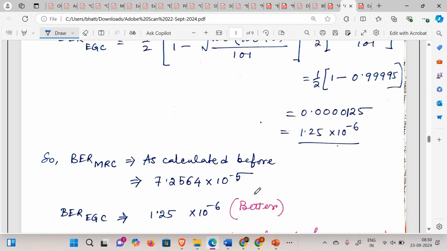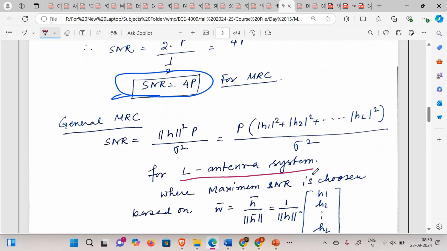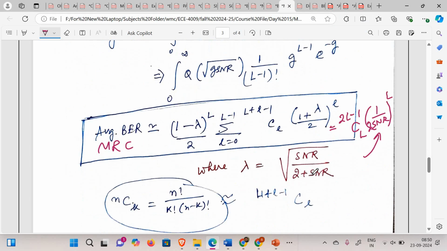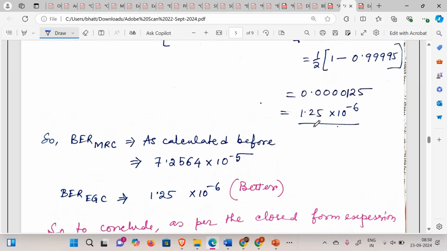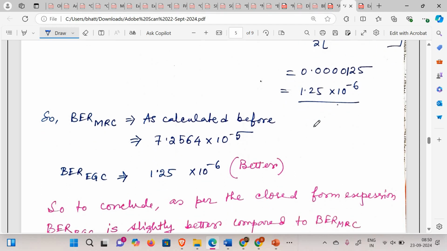Now you can see, as calculated before for BER MRC, what was the SNR at that time? Was it 20 dB previously? Let me just check it. Here when we did the calculation, SNR was 20 dB. Alright, so the same SNR we are considering over here as well. So you can see that for EGC, we are getting 1.25 into 10 to the power minus 6, at least in this particular scenario with the given channel condition, whereas MRC has 10 to the power minus 5. So you can say EGC at this point is working much better compared to what MRC is doing, given the channel condition is known to us and 20 dB is the SNR.